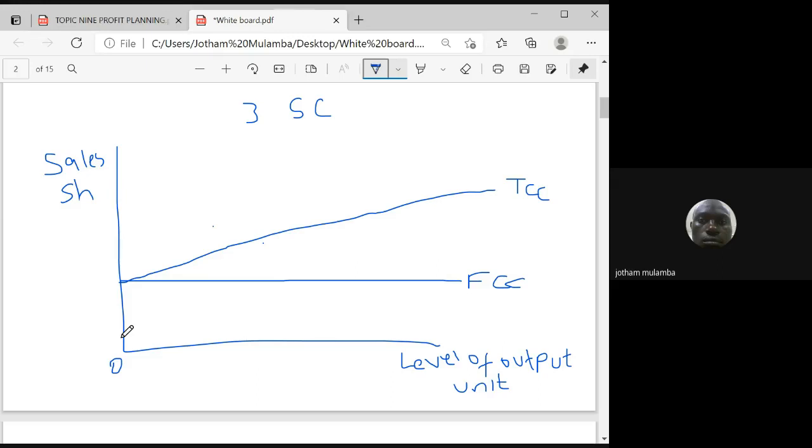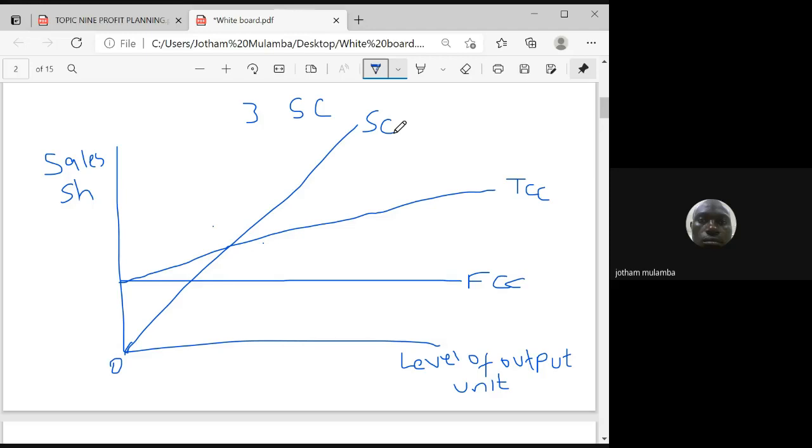So in that case, our sales curve will always originate from 0, and it will keep growing. As we produce more, we also sell more. So it will take this shape, a sales curve. That's the sales curve.